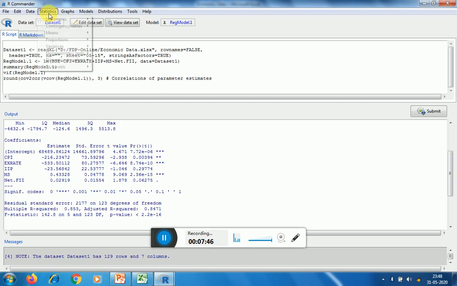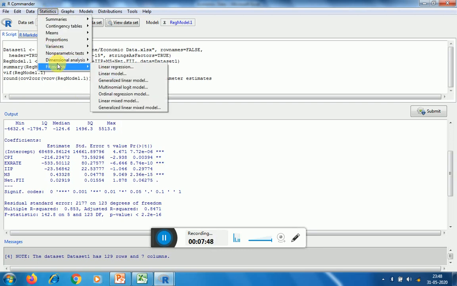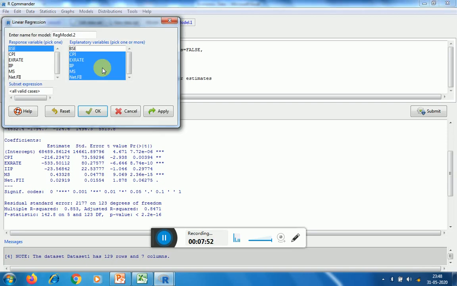So we'll go into statistics, fit model, linear regression. Now in this we will select CPI, then exchange rate, money supply and net FII, and we are eliminating this IIP, whose probability is very high and due to which the variable is not significant. So now we will go with only 4 variables for fitting the regression model. So this is regression model 2.